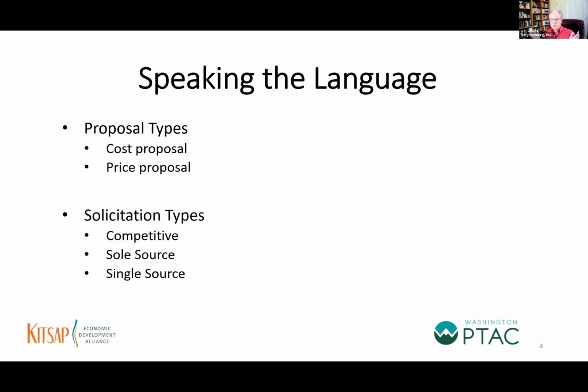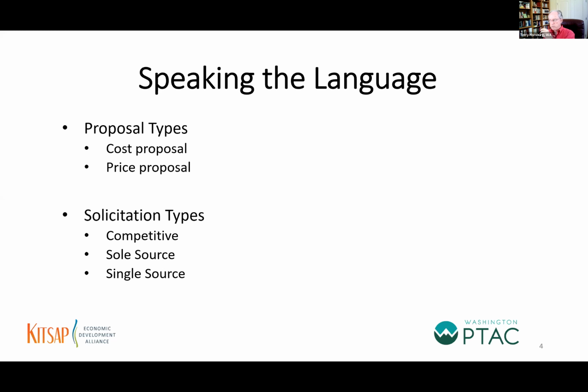So there are many 8A companies that can do it, but the contracting officer has found one and probably had a meeting with them and determined that they have the capacity and the capability and the interest to fulfill the agency's requirement.